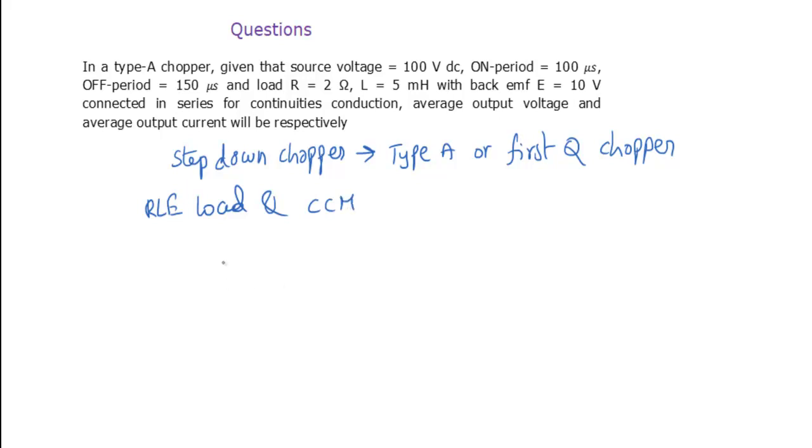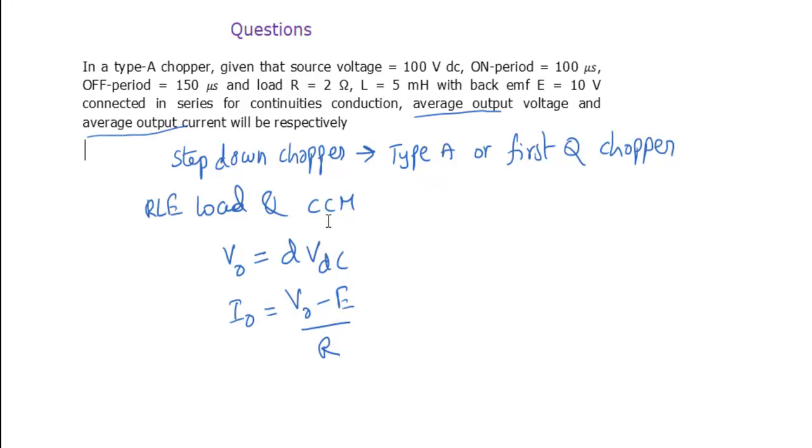In this case we need to calculate V average. V average is nothing but D times VDC. And we need to calculate I average. I average is nothing but V average minus back EMF, divided by resistance. So these are the things we need to calculate here, the average output voltage and average output current.